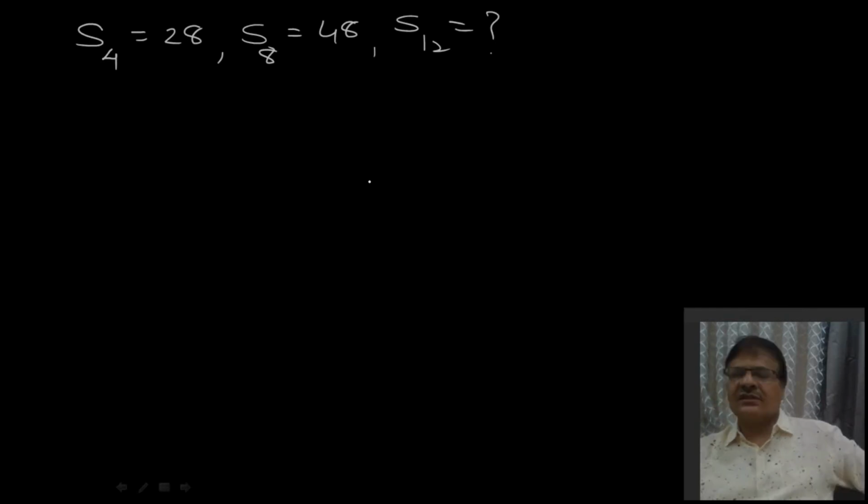Sum of 4 terms. S4, the sum of 4 terms, is given to you. That is 28. The sum of 8 terms is equal to 48. Then what is the sum of 12 terms of the series? Right? This is the question.